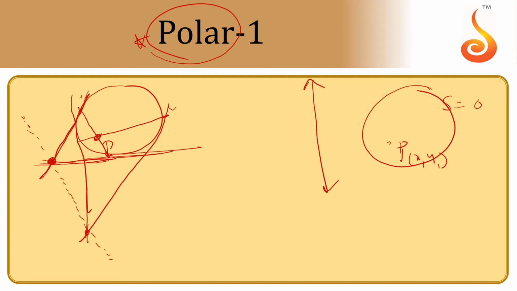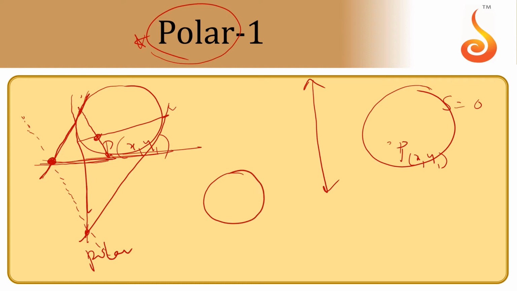So I am repeating. Suppose if P(x1, y1) is a point, you can draw infinite chords. At the extremities of chords, you draw tangents. The locus of the point of intersection of the tangents drawn at the extremities of the chords which are passing through the given point P(x1, y1) is called polar.